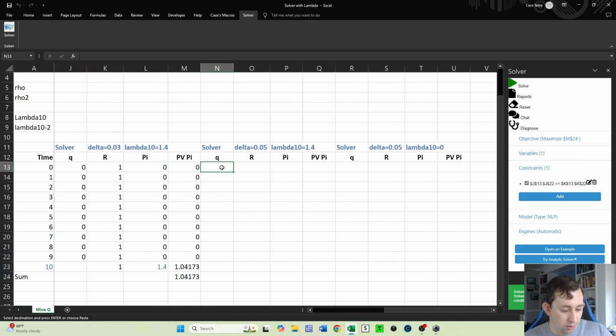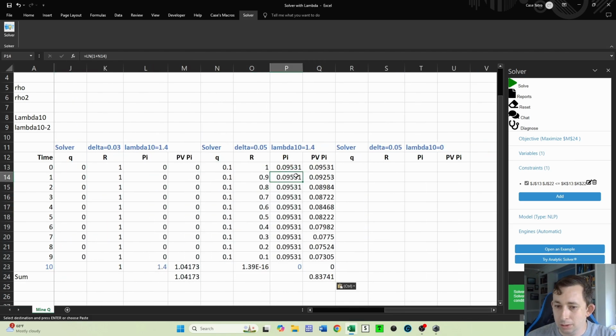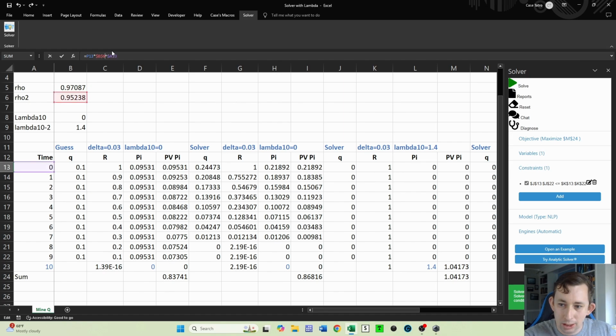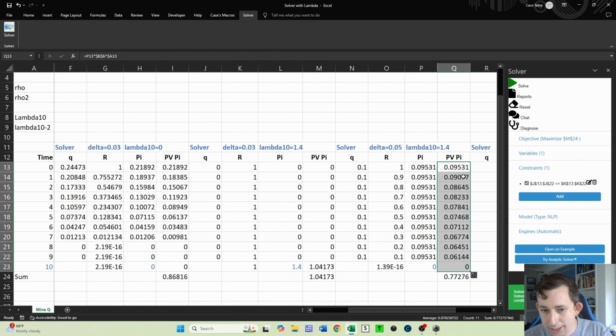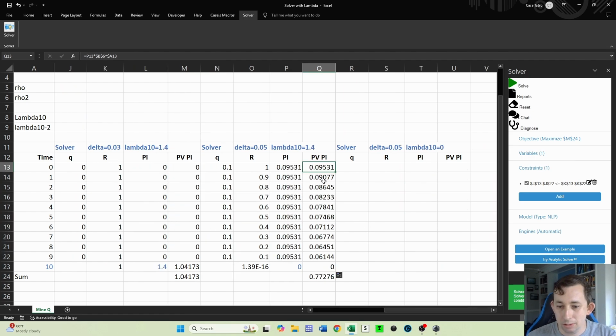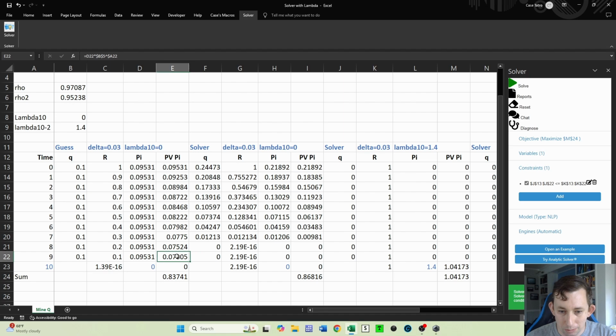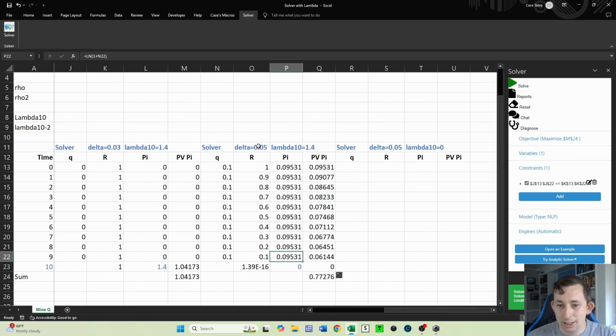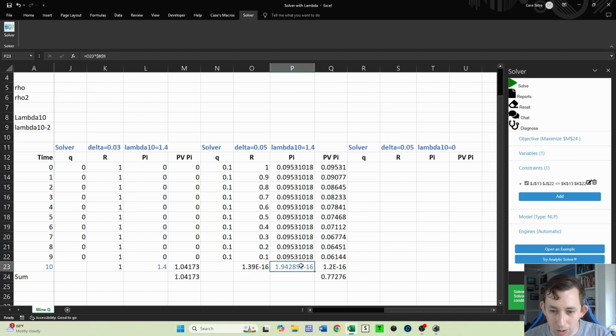And when I copy this guy back over, we're going to now say delta is 0.05. So now instead of B5, which is that row, I want it to be row 6. So that way, if I compare these values to values with 0.03, the values for 0.05 should be lower because I'm discounting the future more. A higher discount rate means a lower rho, so you can see this is 0.06 versus 0.07, so we must be doing something right. And again, we're doing lambda 10 equals 1.4. So instead of lambda 10 being 0, I'll make this equal to 1.4.